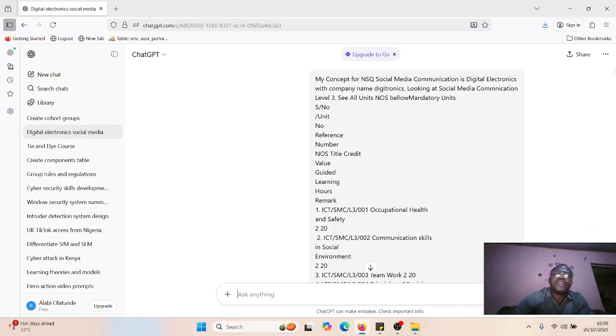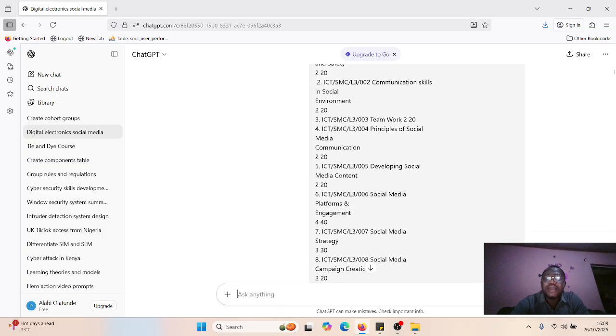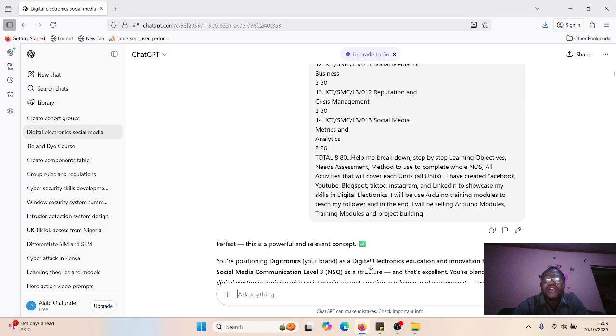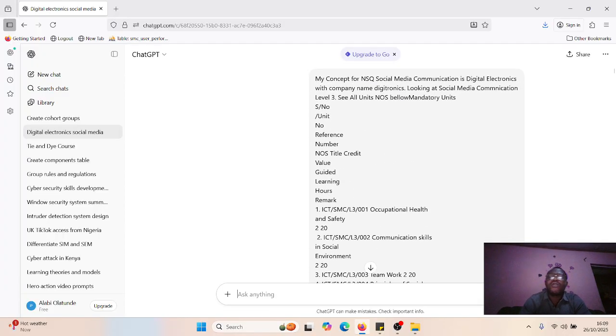for this Digitronics. Look at this Digitronics. I have wound this back to the beginning of the prompt. You can use ChatGPT to draft your work plan. Now look at the way I positioned this. I copied those units. You know it has how many units? This is the NOS that has 14 units. You can see unit 14, social media measurement and analysis. But for your own, you can cover unit 1 to 8, so that it goes with level 1, level 2 precisely.